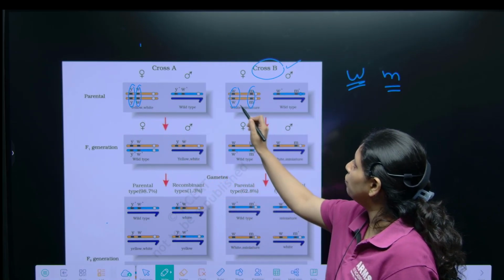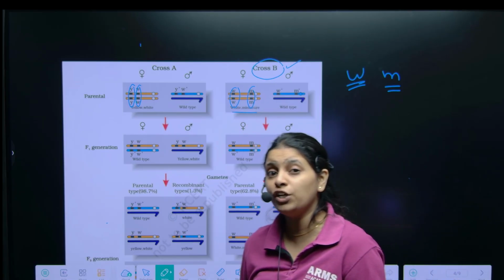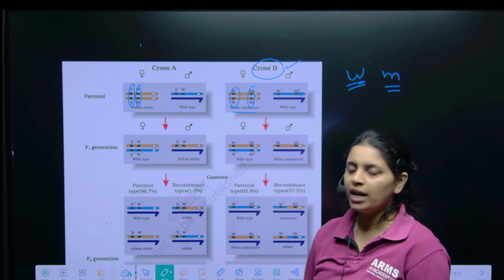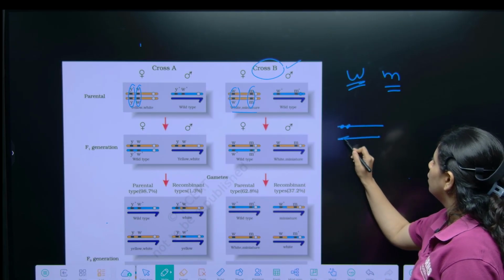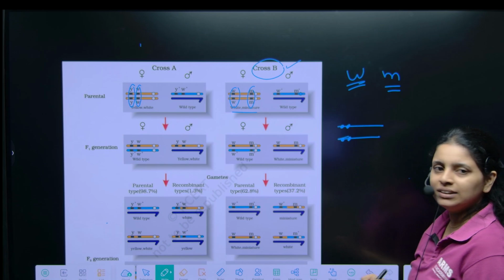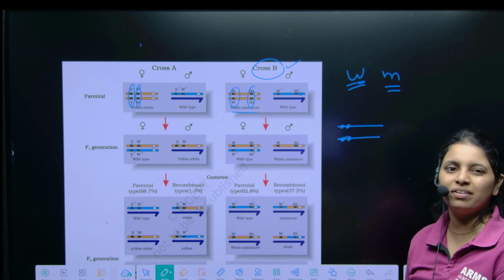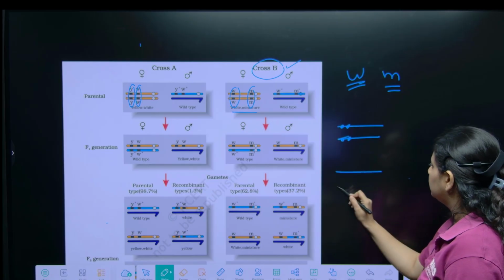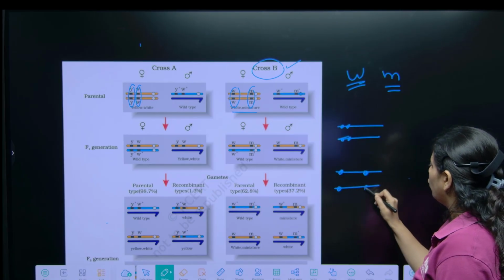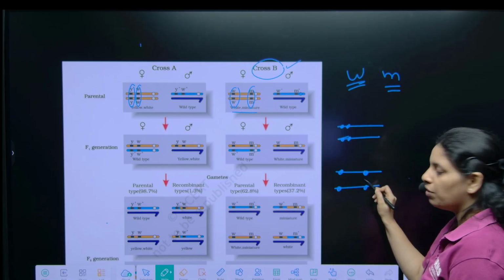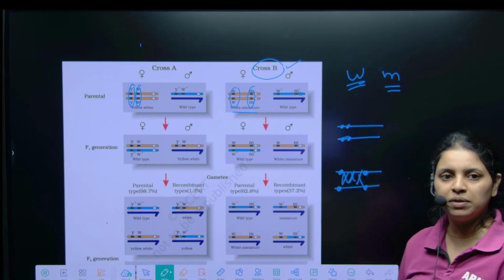If the distance between W and M is more, obviously the chance of crossing over between these two will be more. Imagine, let's say these are chromosomes. You have one gene here, other here. This is a homologous pair. What is the chance that crossing over occurs exactly between these two genes? It will be rare. But if you have, let's say, the same two chromosomes, one gene is here, other is here, genes are away from each other, so somewhere in between the crossing over will definitely take place, right?